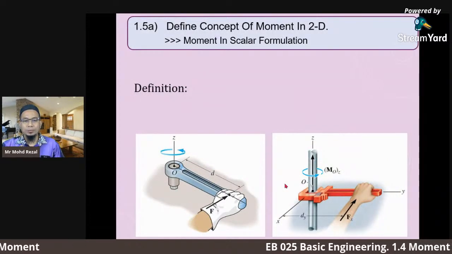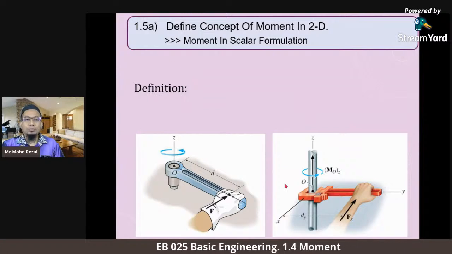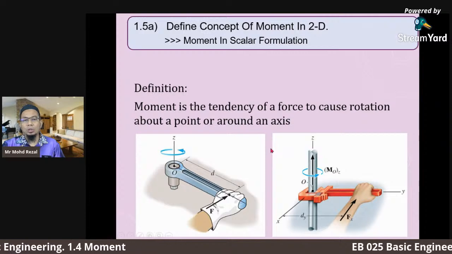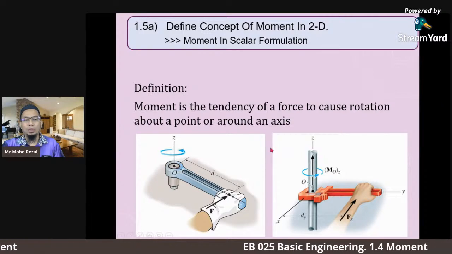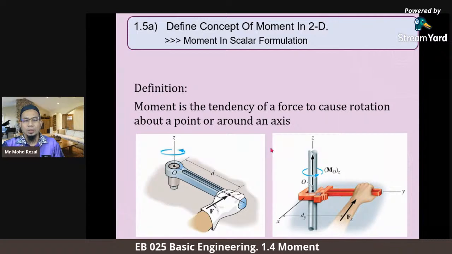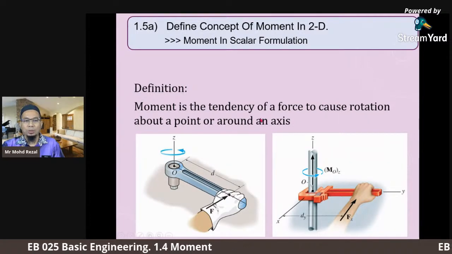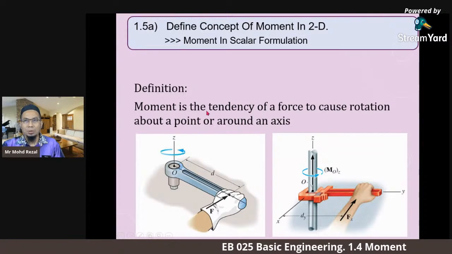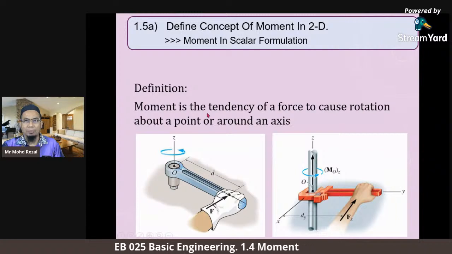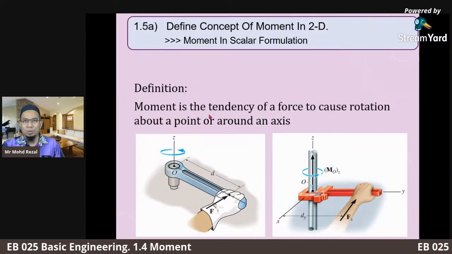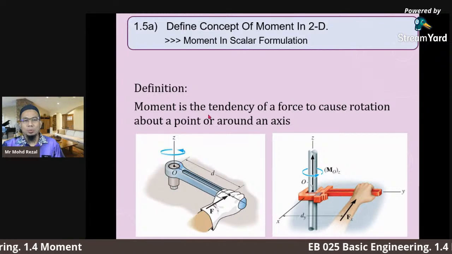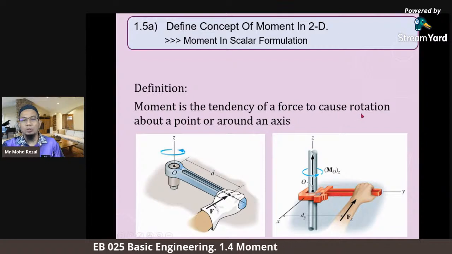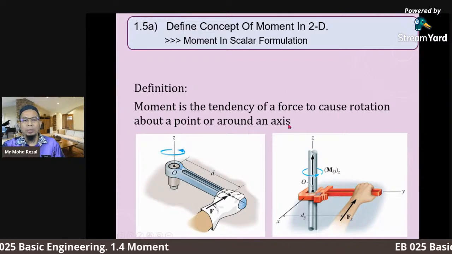Okay, definition. Moment is a tendency of a force to cause rotation about a point or around an axis. We always find the word moment, but moment is different in engineering. In our language, maybe we say the time, a few time or brief time. But in engineering, a moment of force is the tendency of a force to cause rotation about a point or around an axis.